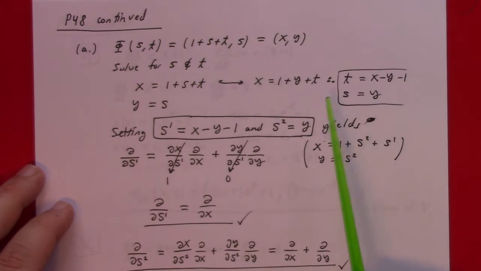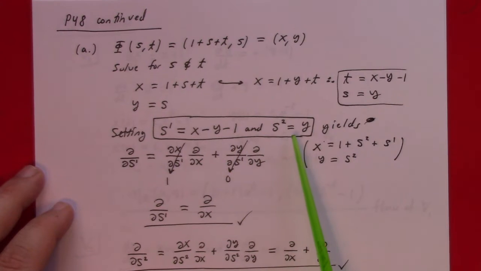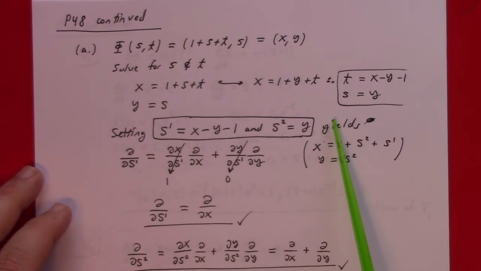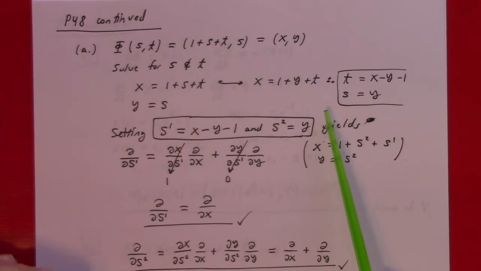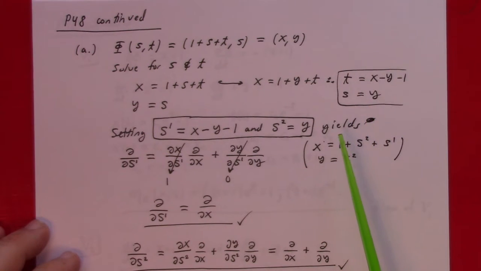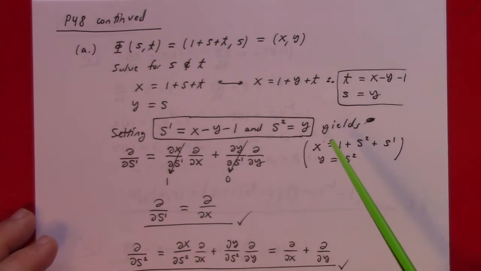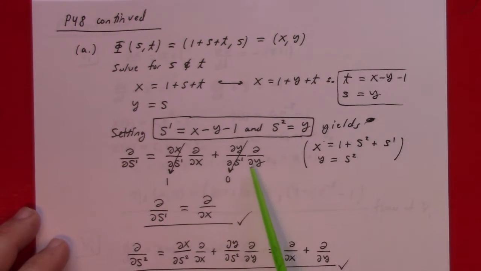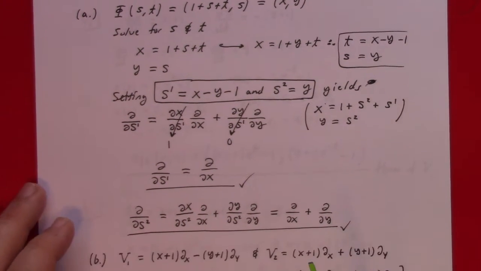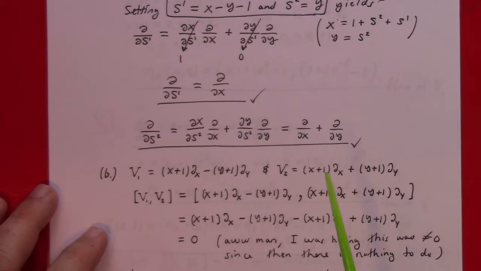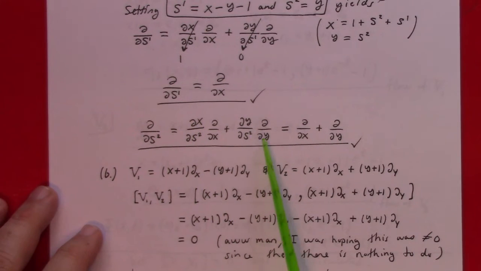So as that suggests, putting s1 equal to x minus y minus 1, and s2 equal to y, I think these are going to be my coordinates that I claim, and then I just double check it. Partial s1 by the chain rule is this, which if you have x is that and y is that, when you calculate the partial derivatives you get 1 and 0 respectively, which means partial s1 is partial x. And partial s2, on the other hand, is partial x plus partial y, as desired.